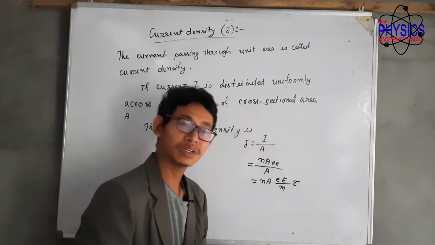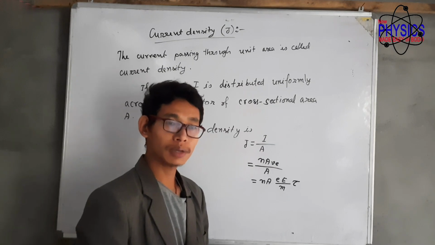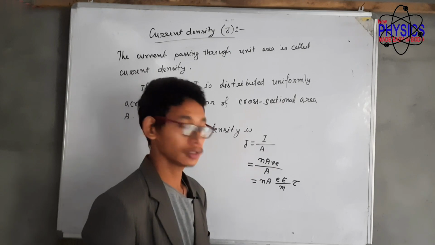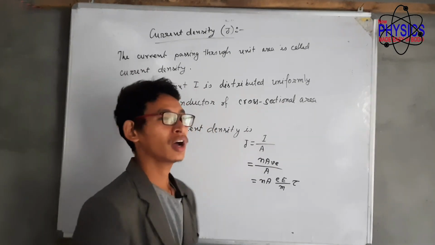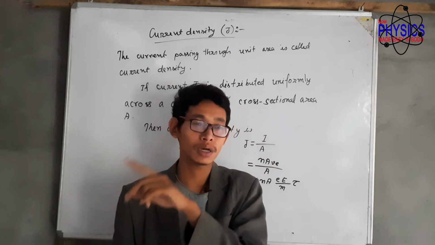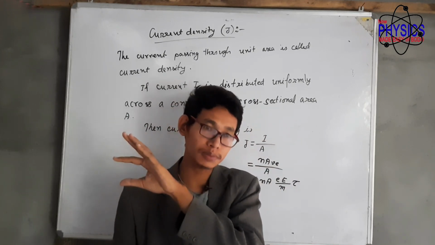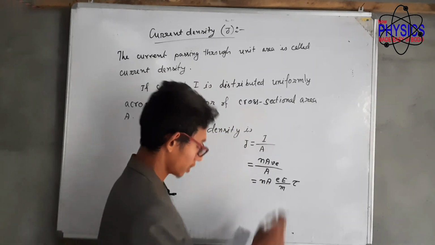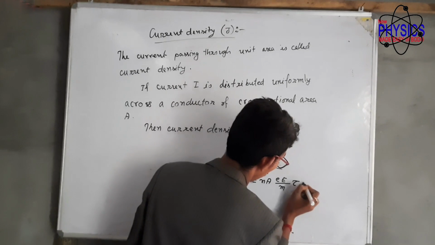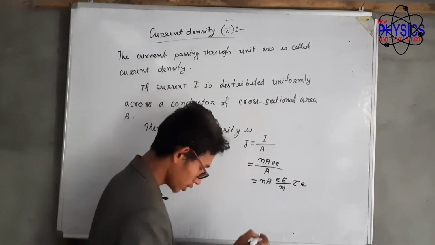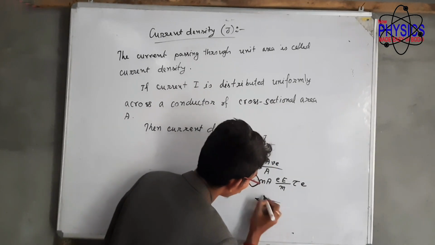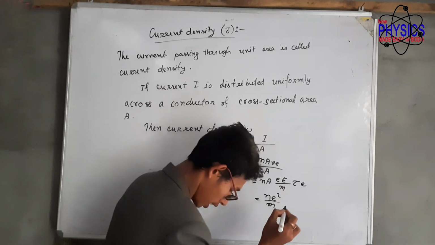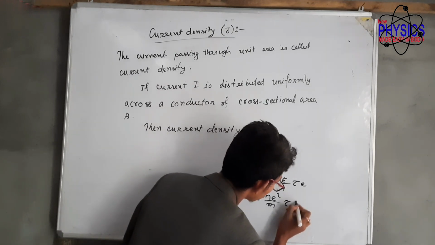And tau. What is tau? Time lapse. It is the time required between two successive collisions. This is tau. So e will become e squared. Now we are writing N e squared tau by mass of electron m, times the electric field E.